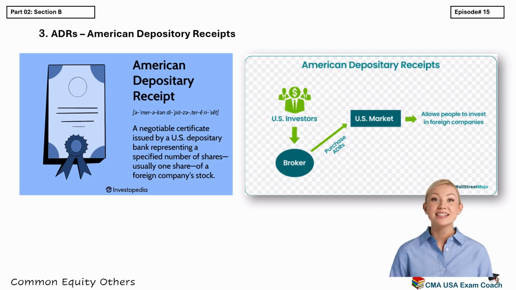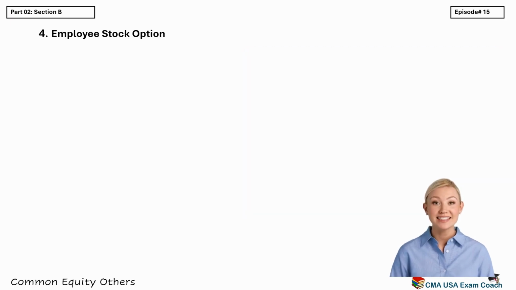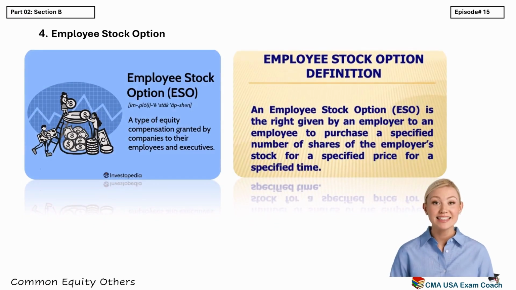Let's now understand a simple and common benefit many companies offer to their employees, something called an employee stock option. An employee stock option is a way for a company to reward and motivate its employees by giving them a chance to become part owners of the company. Instead of just giving a regular salary, the company offers an additional benefit: the right to buy company shares at a price that is lower than the current market price.